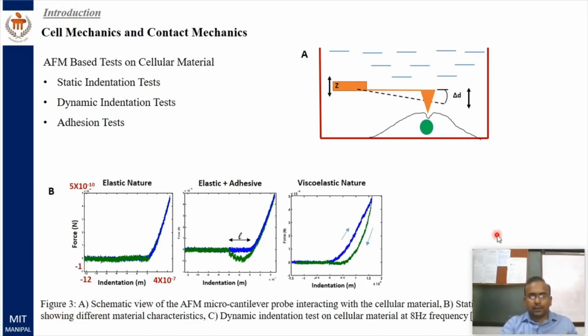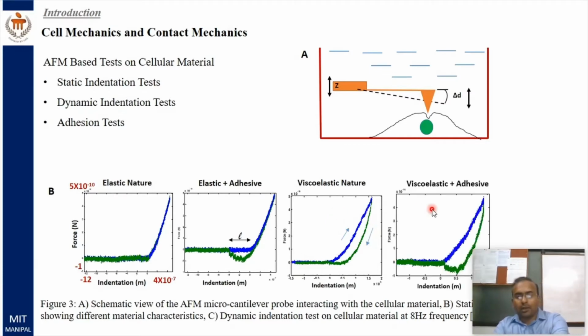The third case is that cells are also known to have a lot of viscous content in them, which may even go up to 95%. There, the loading and unloading curves may not fall on each other; their paths may be different. This indicates that the cell is showing viscoelastic nature, or has a high viscous content. The fourth case may be more complex, where you see the presence of viscous as well as adhesive nature in the material.